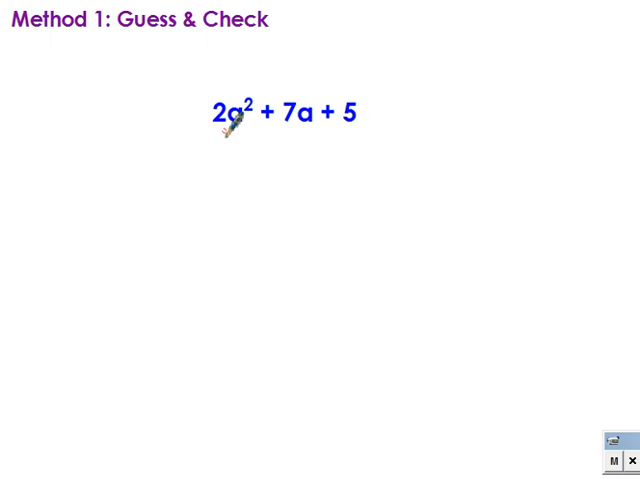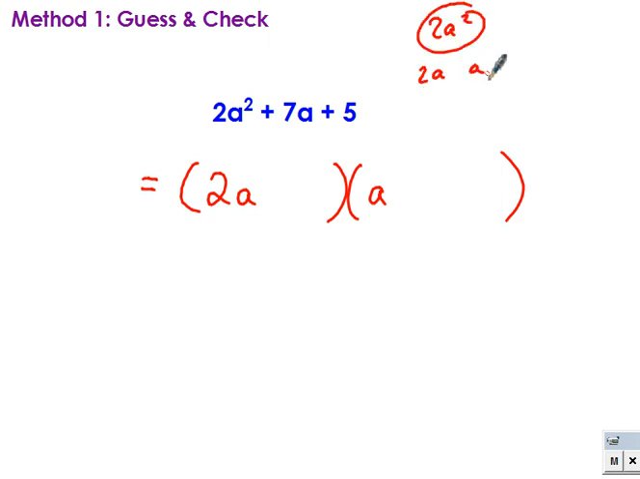So for the first method, I'm going to start off like I would do an easier trinomial. I've got 2a and a in my brackets. That's the only way I can get 2a squared. Then I think to myself, well, how do I get 5? It's 5 and 1. Basically I'm going to put in the numbers and guess and check. So I'm going to put plus 5, plus 1.